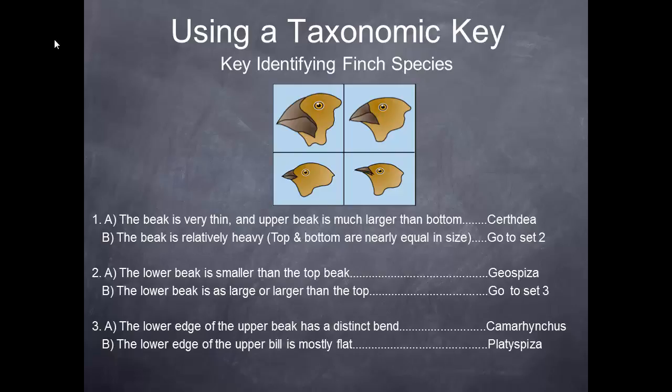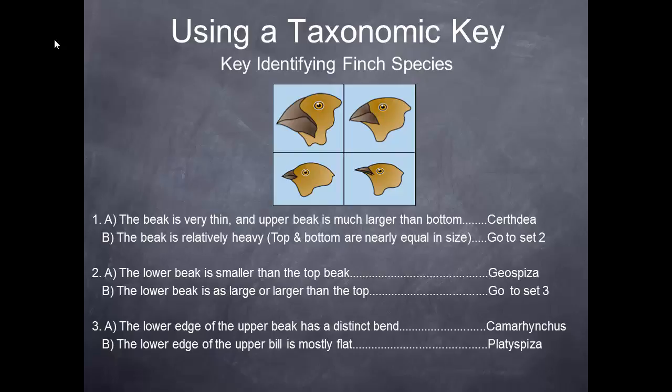Okay, and our key has two choices, 1A and 1B. Is the beak very thin and the upper beak much larger than the bottom? Or is the beak relatively heavy, top and bottom nearly equal in size? Sydney? Beak. Yeah, that's not a thin beak, it's a heavy beak. So in this case we have to go to 2.